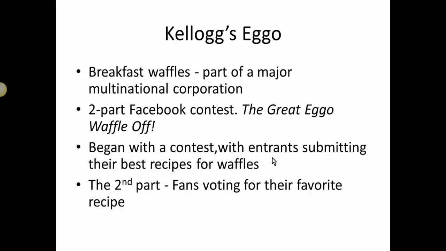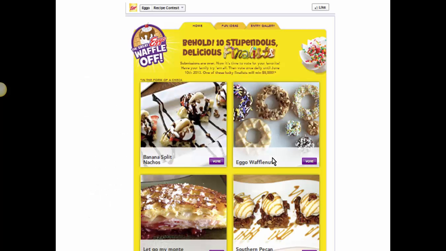So once they gathered recipes, then the second part was they put the recipes out there and they let fans vote for their favorite recipe. So that's a different form of engagement and a broader audience. The winner got $5,000. So this is what it looked like. And this is once they got the submissions, and this is the voting page. So each one of these is a separate recipe, and then you click on the one you like to vote.